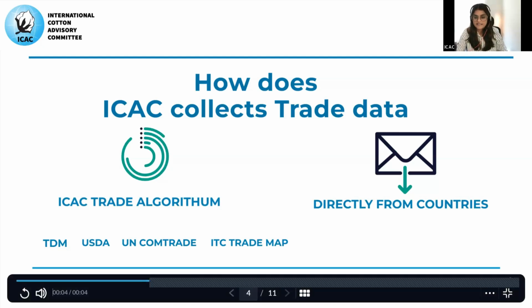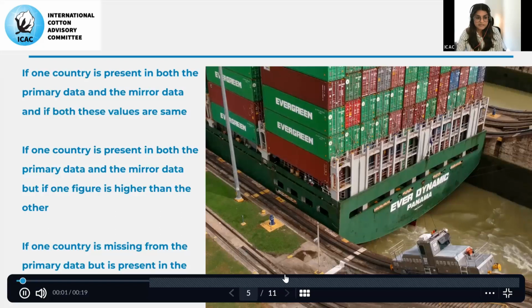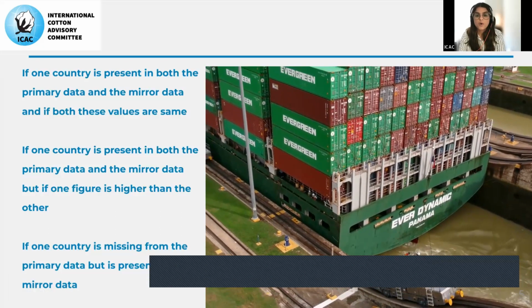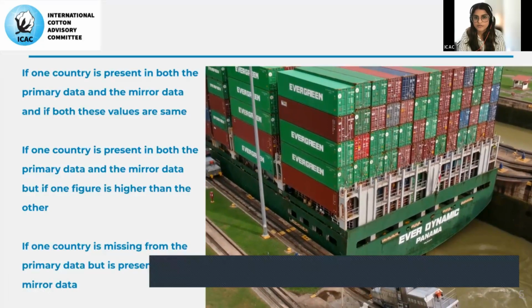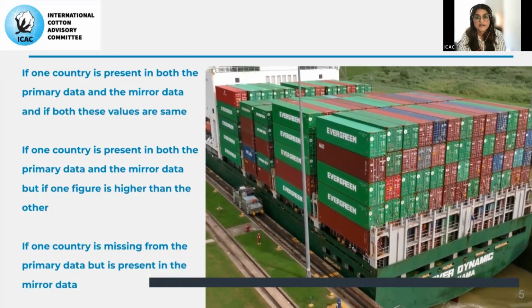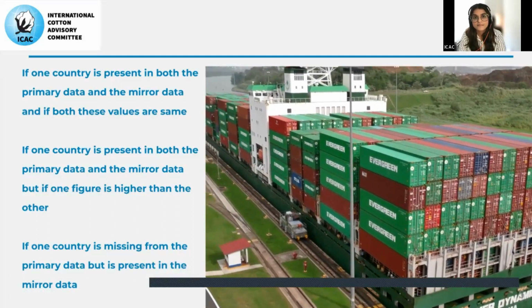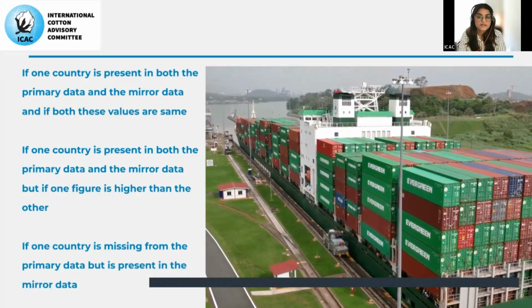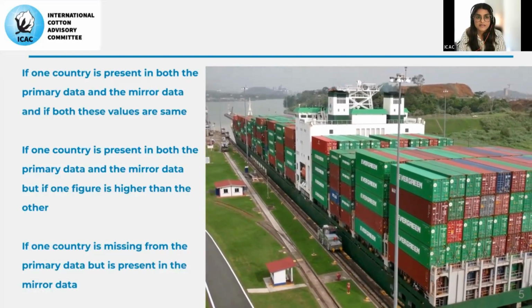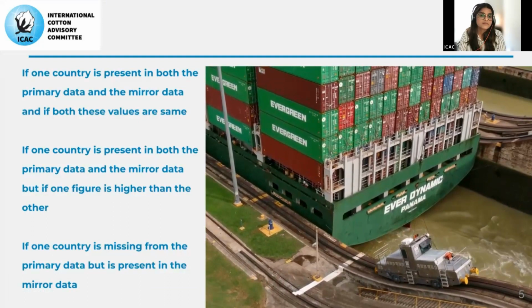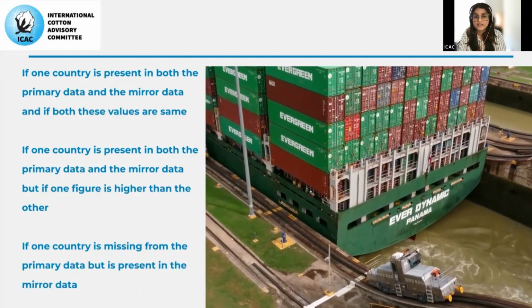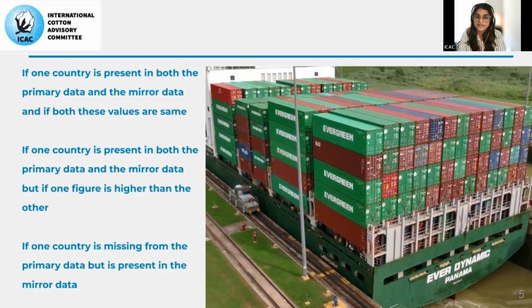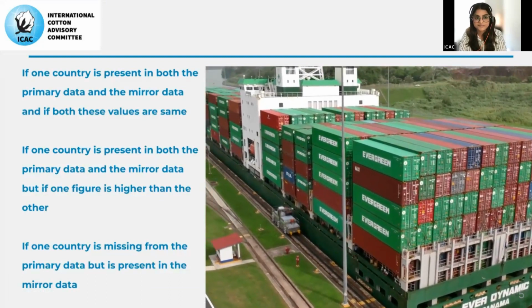To understand the ICAC trade algorithm better, let's have a look at a few examples. First, if one country is present in both the primary data and the mirror data, and if both these values are the same, then it takes into consideration only one value and avoids double counting. Second, if a country is present in both primary data and the mirror data, but the values differ, then the system takes the higher value to avoid double counting.